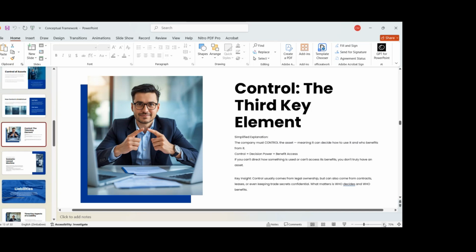So the key insight here: control usually comes from legal ownership, but it can also come from contracts, leases, or even keeping trade secrets confidential. So what matters? Who decides and who benefits?